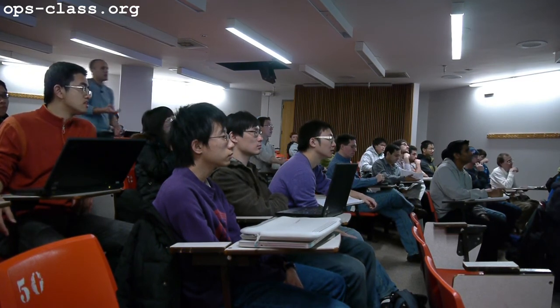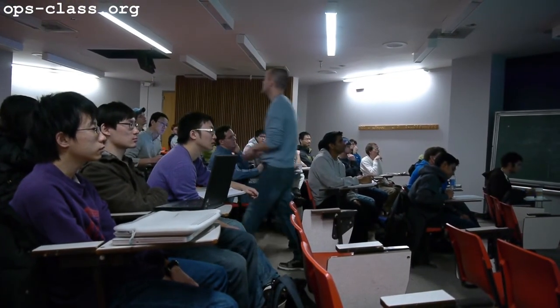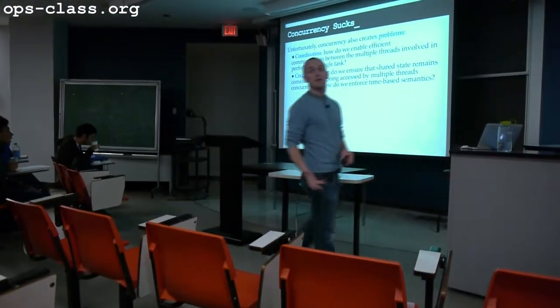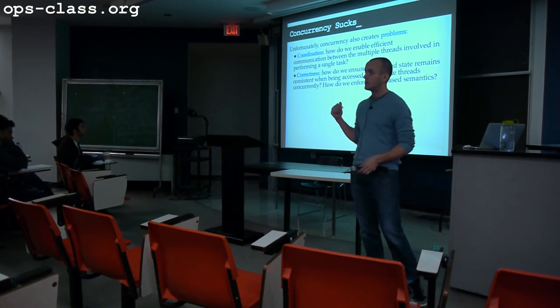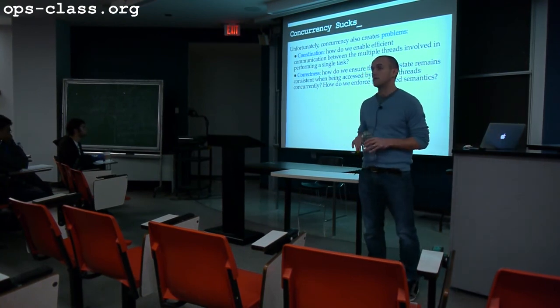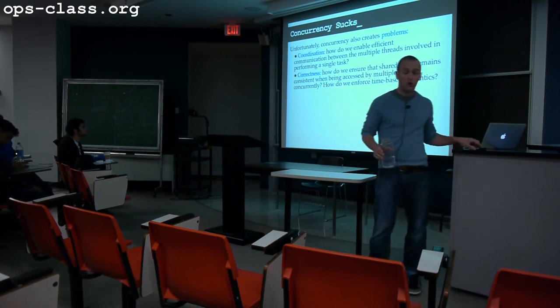The correctness problem is that if I don't access shared state correctly and in a safe way, that shared state might be corrupted. This is the bank account example that we looked at. The bank account balance was corrupted by interleaved execution by two concurrent threads. That is a correctness problem.